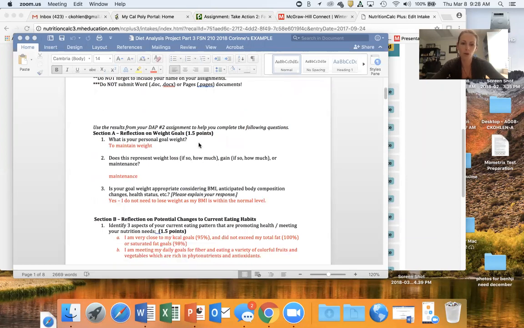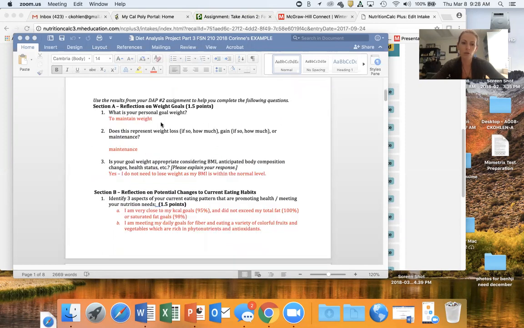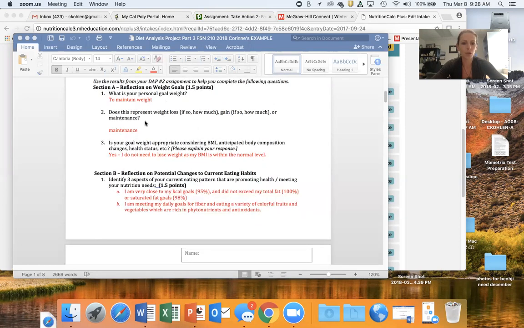What is your personal goal weight? If you want to lose weight or gain weight, you can write that here. To me, I don't want to do either of those things. I just want to maintain. Would you say your goal weight represents weight loss or weight gain? You would write that as well. I guess for my personal goal weight, I probably should have put 128 pounds because that's my current weight and I don't want to lose any. But if that was different from your current weight, you would put that there.